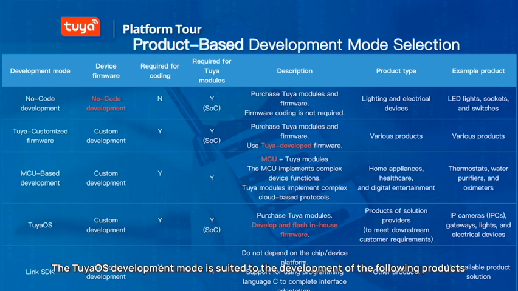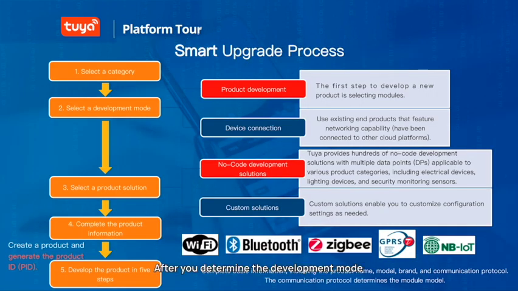The Tuya OS development mode is suited to the development of the following products: IP camera, gateway, and light sources. If none of the Tuya solutions meet your requirements, you can use Link SDK for development. After you determine the development mode, you can start to develop a product on the Tuya IoT platform.